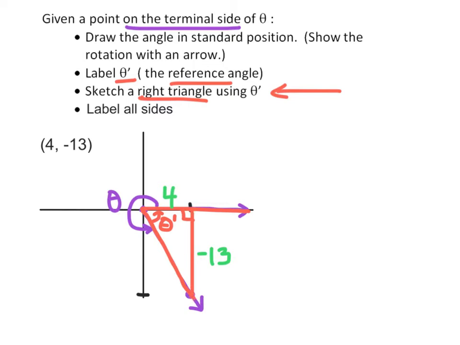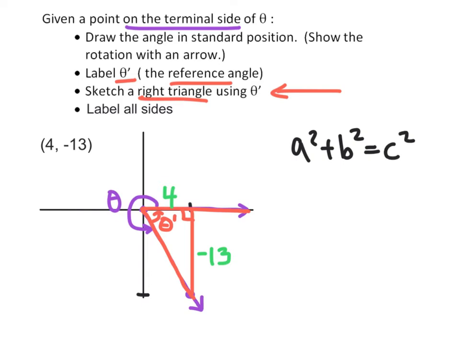So we went down 13, so we're going to say negative 13 right here. And then can we find this third side? Because we want to label all the sides. The thing is, we can find that third side by using what? Hopefully you said the Pythagorean Theorem.